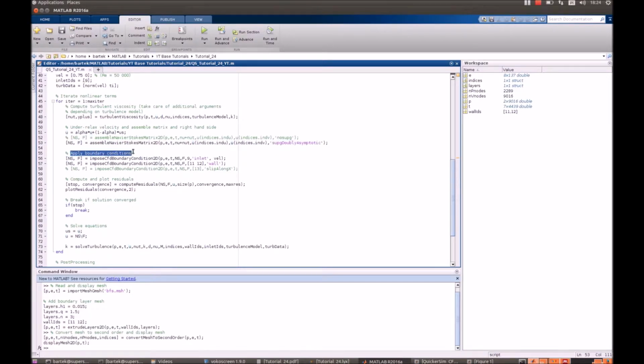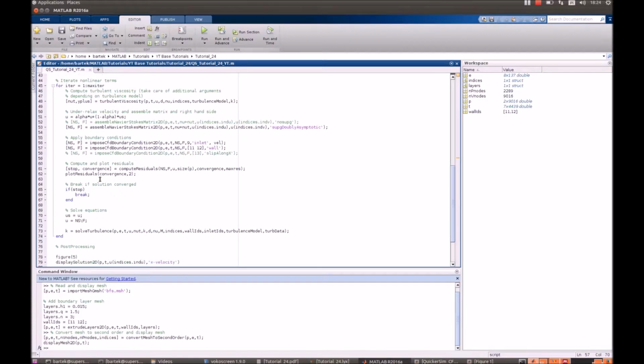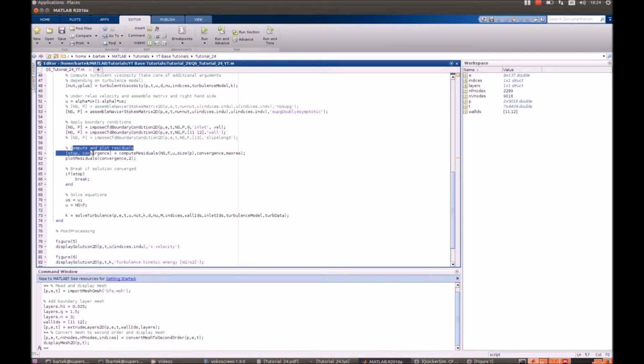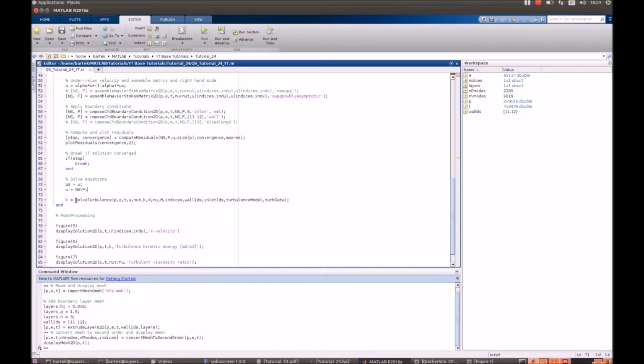Boundary condition is straightforward here because simply there's inlet on the left and no slip walls elsewhere. That means top and bottom. Outlet is pressure, so it doesn't have to be specified. Standard things, computing residuals, visualizing that, saving for under relaxation and solving the system. And yet another extra function solves equations for K. So that goes for solve turbulence with all those turbulent arguments.